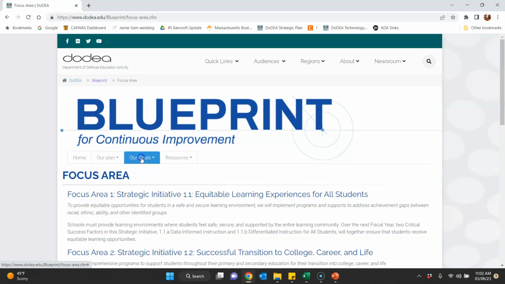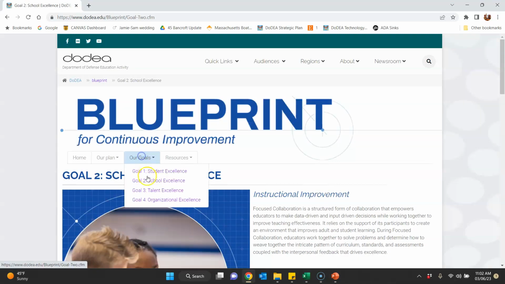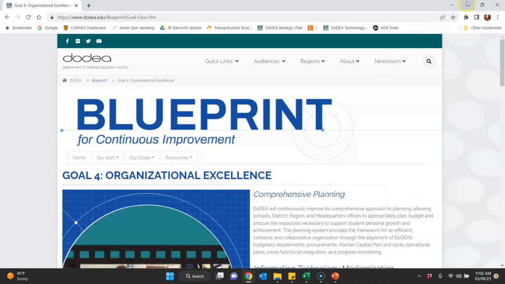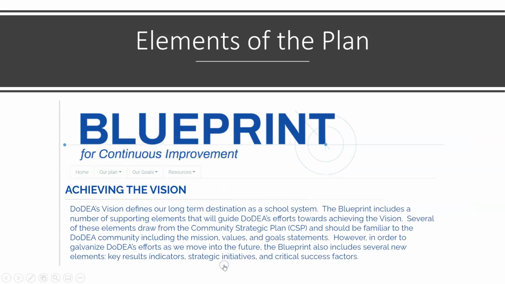And then under the Goals tab, you can see Goal 1. We'll look through these in more detail. Goal 2 is School Excellence. And Goal 3 is Talent Excellence. Goal 4 is Organizational Excellence. And so we're going to break these down a little bit deeper on the next slide.